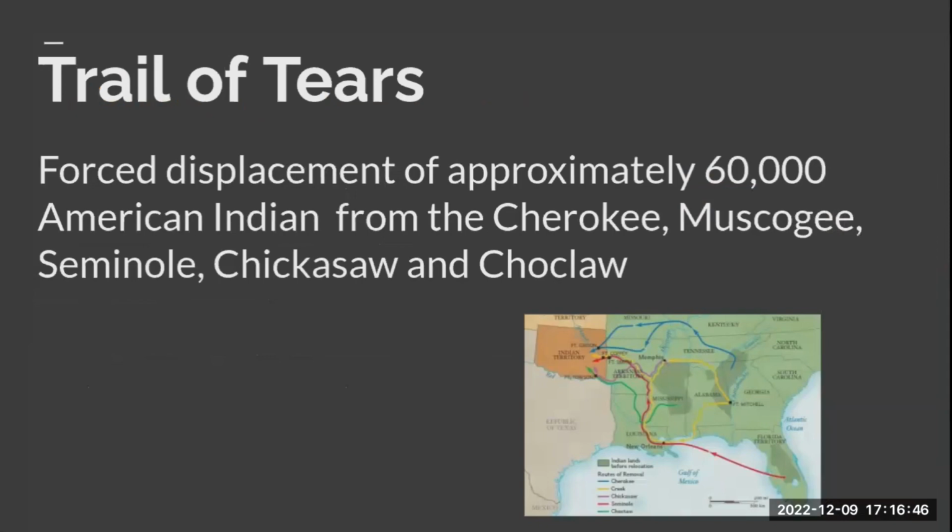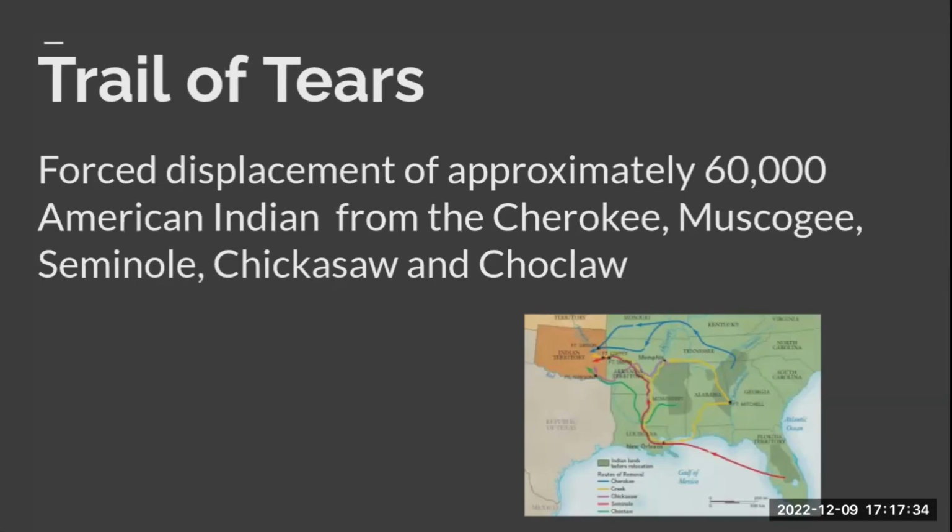So with the Indian Removal Act, as the Native Americans were leaving their homes and traveling to the west, it was called the Trail of Tears. It was very common to see a lot of people leaving their homes to travel to the west, and this became the Trail of Tears. It was the forced displacement of approximately 60,000 Native American Indians.